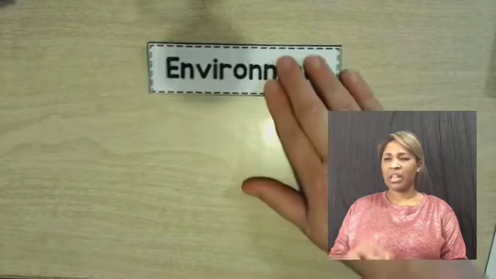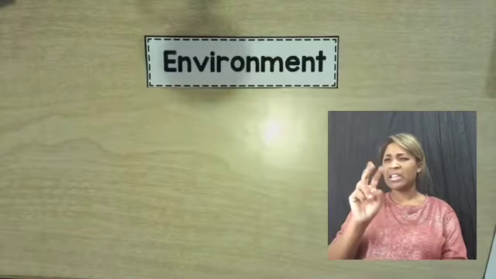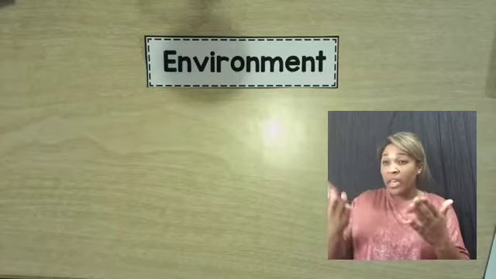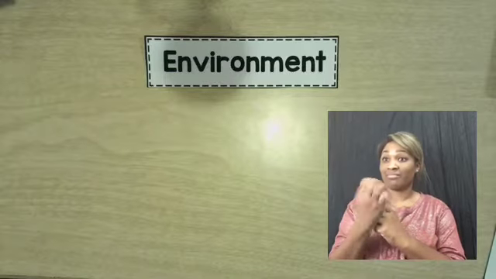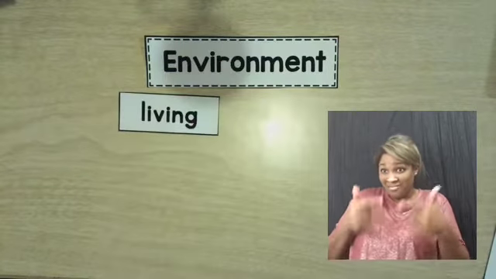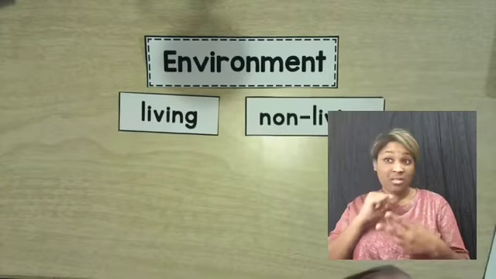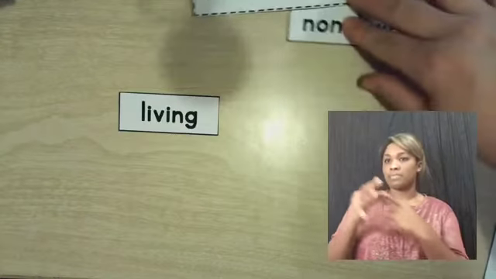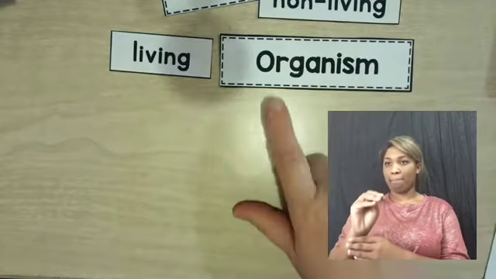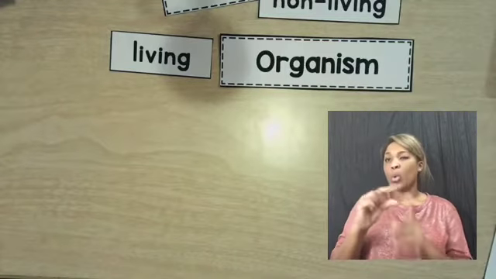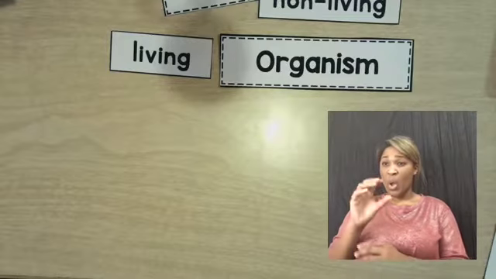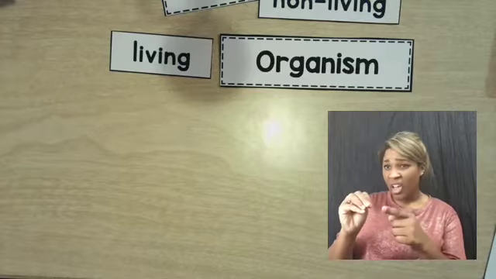We're going to think about what an environment is. All of the things around us make up our environment, and that includes living things and non-living things. Now, when a thing is living, it has a special name. We can say that it is an organism. So living things are organisms. In order to be defined as an organism, a living thing does 5 things.